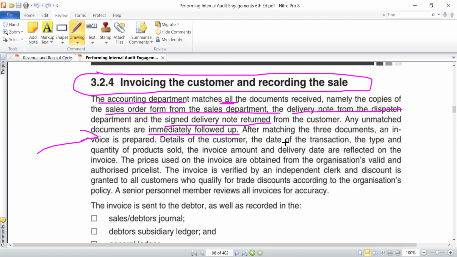Right. So obviously, when you match the documents, all right, the details of the customer should be checked for accuracy. Date of the transactions are very important. Type, quantity of the product sold, the invoice amount, delivery dates should be reflected on the invoice. Very, very important. So it also follows that when the invoices are generated, yes, by the accounts department, there has to be someone that should perform an independent review of accuracy of the details on the invoice before you even issue it to the customer. Why? Imagine you invoice the wrong customer.